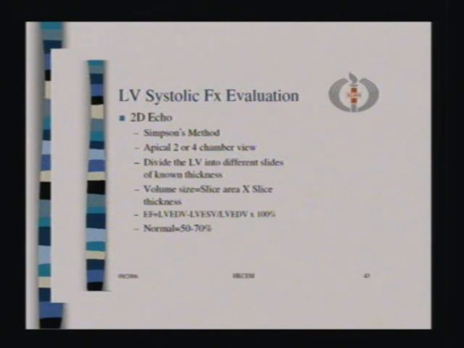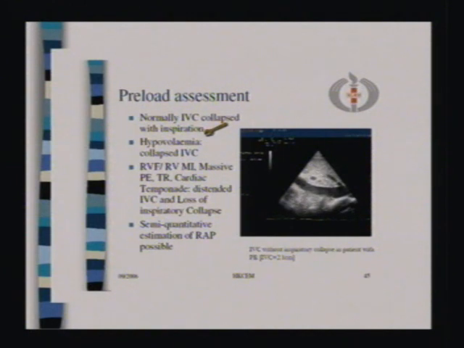The normal ejection fraction is 50 to 70%. To assess the preload in a patient, you normally see an IVC which collapses with inspiration. In hypovolemia, it will be an absolutely collapsed IVC. While in right ventricular failure, right ventricular MI, massive pulmonary embolism, TR, and cardiac tamponade, you have a distended IVC and a loss of inspiratory collapse.